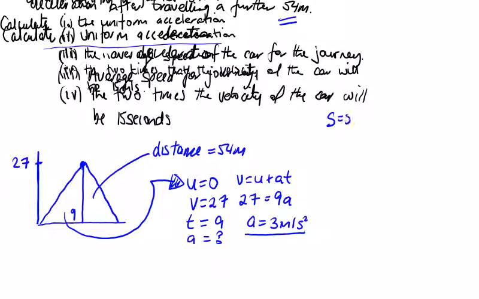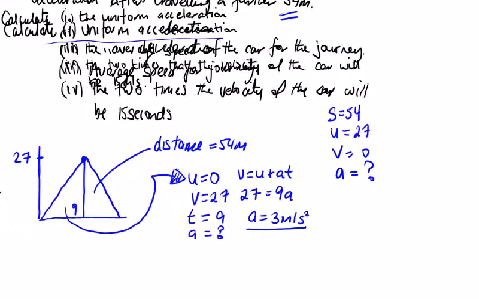So s is equal to 54. My initial velocity 27. My final velocity of 0. We could use v squared equals u squared plus 2as here to get my a. We can see what it's going to be hopefully. So v squared is equal to u squared plus 2as, we'll have to use here. So it doesn't work out as clearly as I thought.